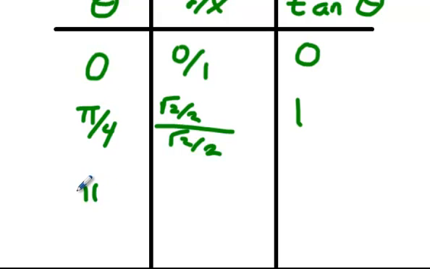Now life gets a little interesting, because what's going to happen at pi over 2? At pi over 2, we're going to have 1 over 0. And as you know, in the land of math, we never have 1 over 0. So our tangent of theta at pi over 2 is undefined.